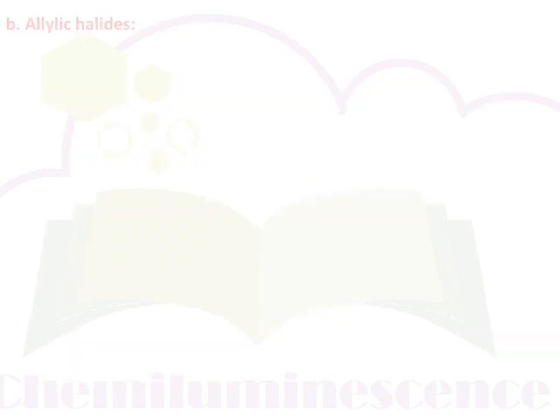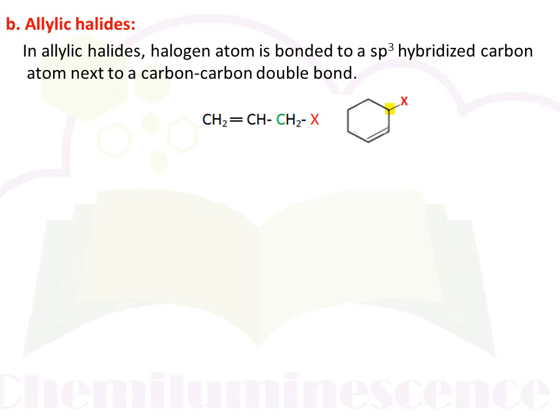Now the next one is allylic halide. In allylic halide, the halogen atom is bonded to an allylic carbon. So which carbon is called an allylic carbon? The carbon having sp3 hybridization and which is next to the carbon-carbon double bond is called an allylic carbon. And if the halogen is bonded to this allylic carbon, that is called allylic halide. In the next example also you can see this yellow shaded carbon is the allylic carbon because it has sp3 hybridization and it is next to the carbon-carbon double bond, and a halogen atom is bonded to it. That's why this is also called allylic halide. This is the definition of allylic halide.